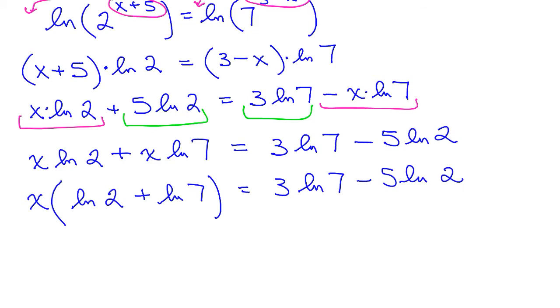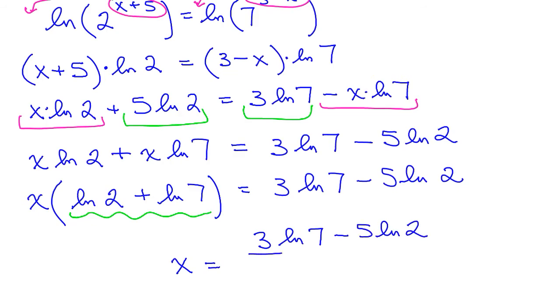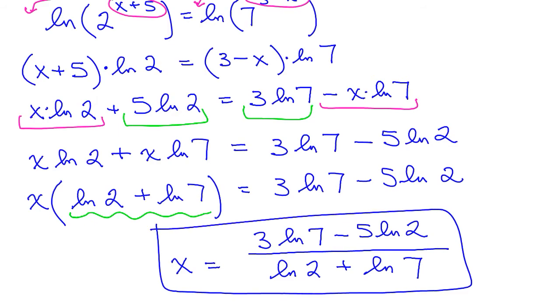And the final step is to divide by this coefficient right here. And so we get 3 natural log of 7 minus 5 times the natural log of 2, over the natural log of 2 plus the natural log of 7. And that's the answer. Now, this is the exact answer.